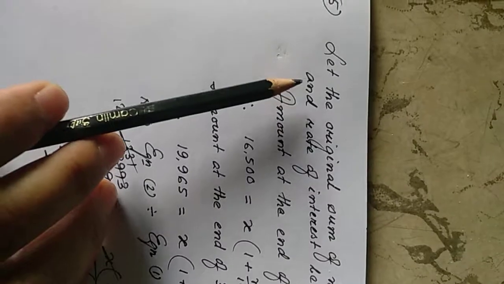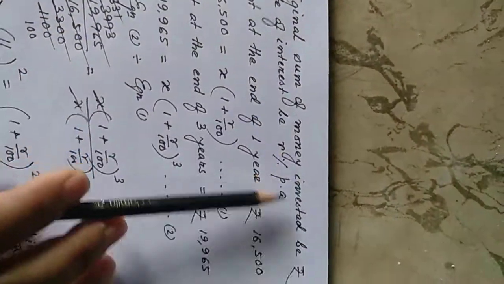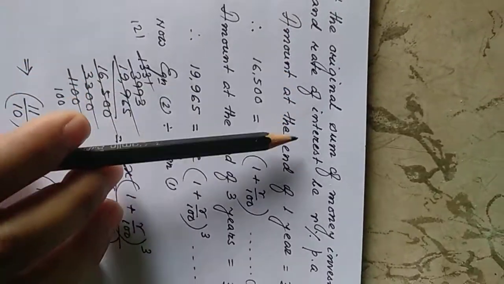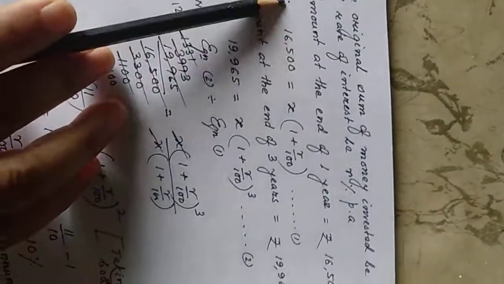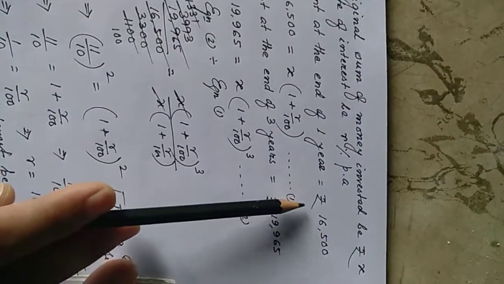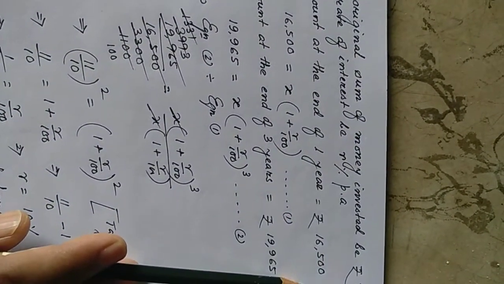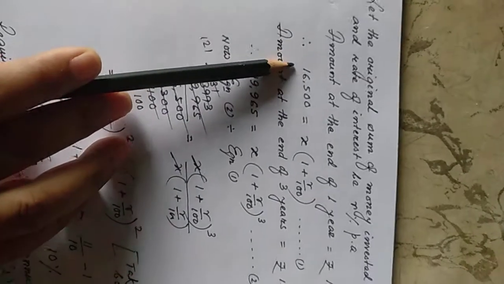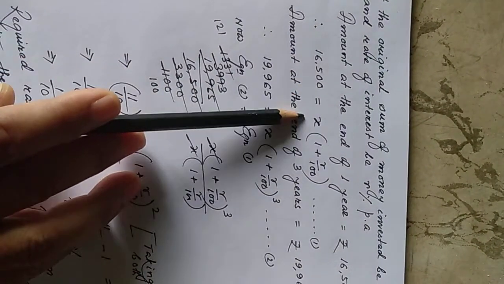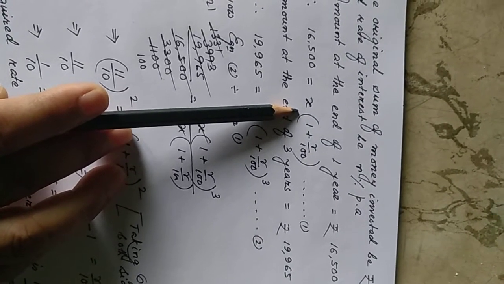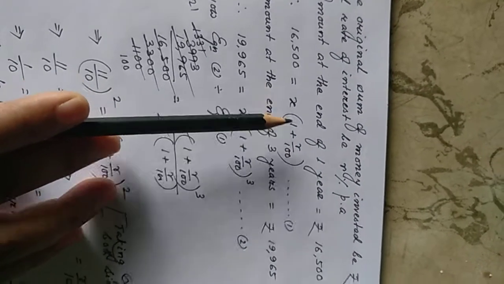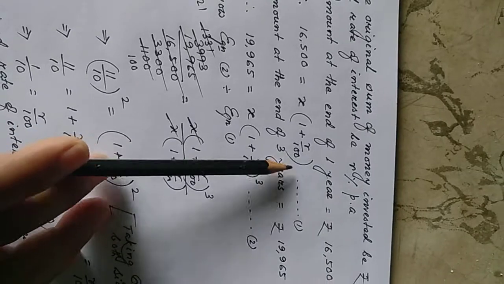Okay. Now let the original sum of money invested be rupees X and the rate of interest be R% per annum. So amount at the end of 1 year is given 16,500. So by using the formula of amount we can write that 16,500 equal to X, which I take as principal, X whole into 1 plus R by 100 to the power 1.